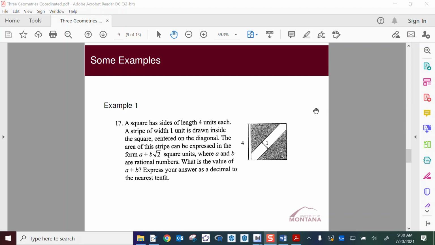All right, so we have this picture drawn. Let's go ahead and switch over to my Elmo cam.